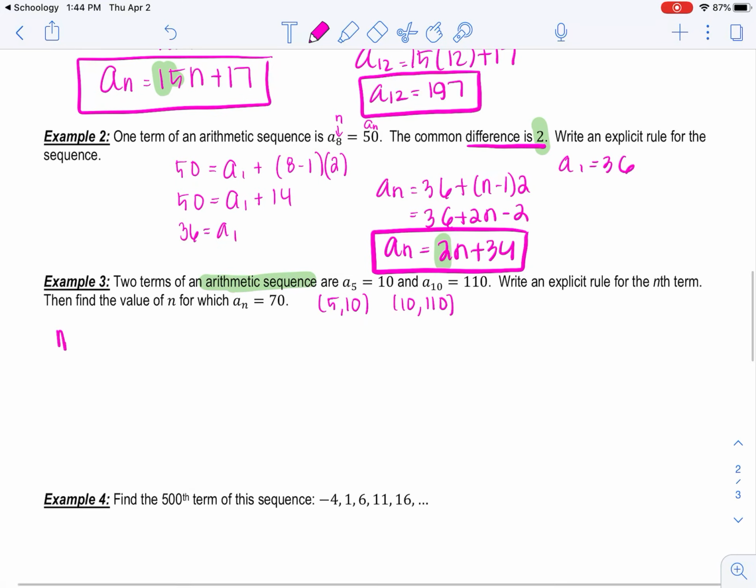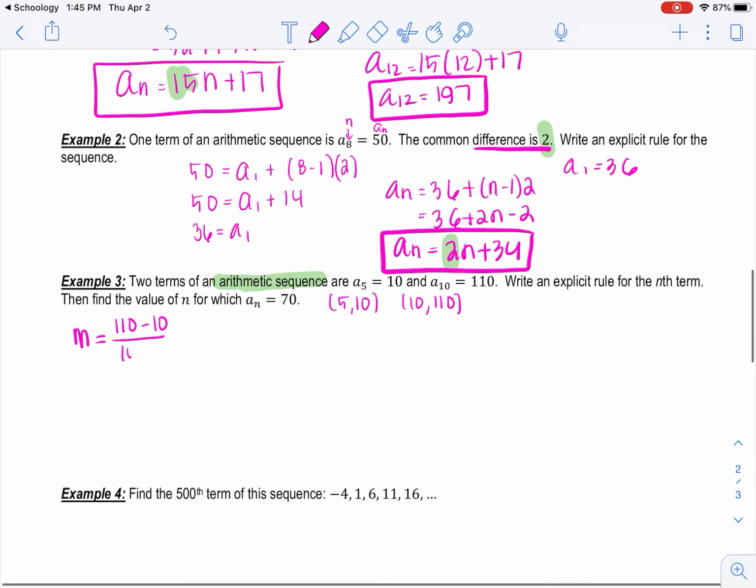All right, so first off, I need the slope of this line. m equals 110 minus 10, y2 minus y1, over x2, which is 10, minus x1, which is 5. So that is 100 divided by 5. So now I know the slope of this line is 20. That means d is 20.